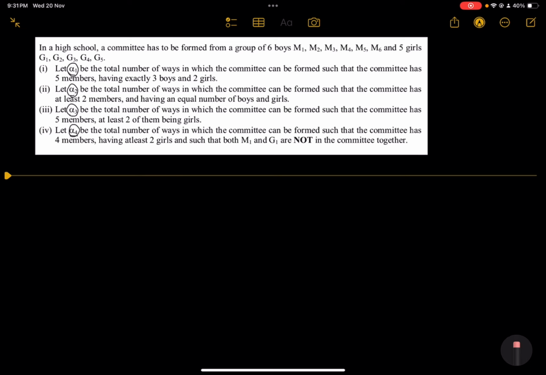In a high school, a committee has to be formed from a group of 6 boys. So we have 6 boys, M1, M2, M3, M4, M5, M6 and 5 girls. So we have 5 girls as well, G1, G2, G3, G4 and G5.